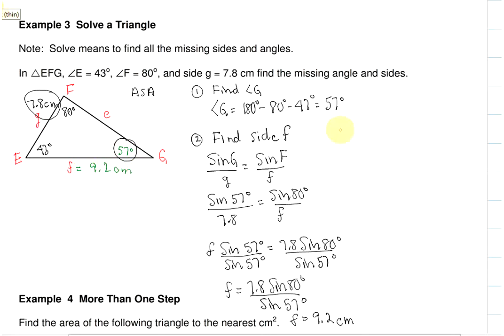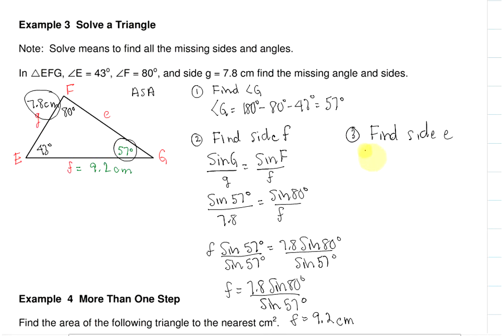Okay, and the last thing we're going to do is find our last missing item, which is side E. So we're going to find side E. And we have lots of information we can use now. I can use sine of G over G or sine of F over F. And I will go with G because that's probably the most accurate information. It hasn't been rounded off.